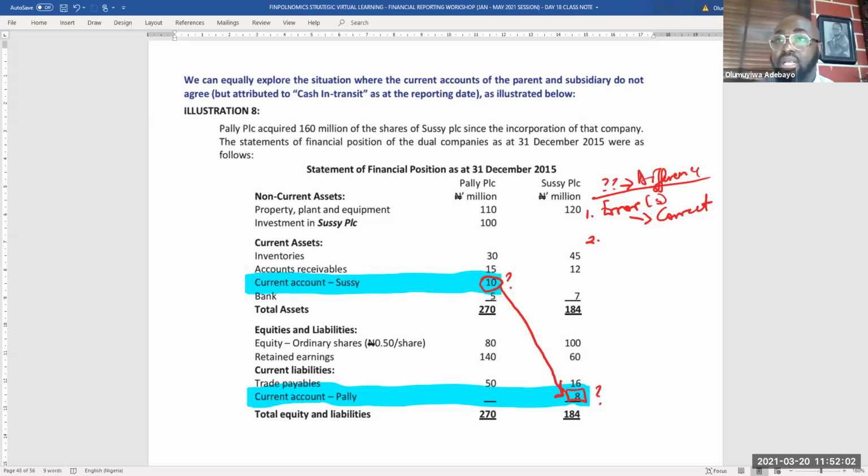What else can account for that? It is what Enaro said, that there might be cash in transit, and there might be what? Goods in transit. Who can explain the modus operandi of cash in transit? What do we mean by cash in transit?